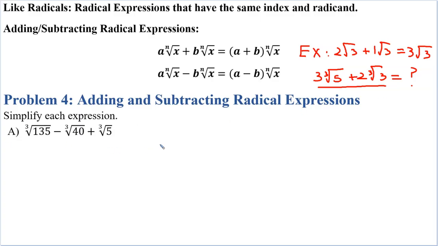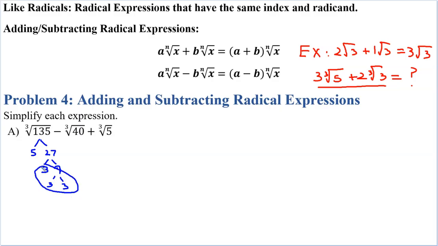Okay, so let's go ahead and jump into some problems with addition and subtraction. Okay, simplify each expression. Now here what I'm looking at is all these roots are third roots, so we're good there. But I've got different radicands, different things under the roots in each case. So I can't combine these right away. What I can look to do though is simplify them first. So for example, let's go ahead and break down this 135. 135 is divisible by 5. It is a 5 and a 27. Okay, and 27 I know is a 3 times 9, which is a 3 times 3 times 3.